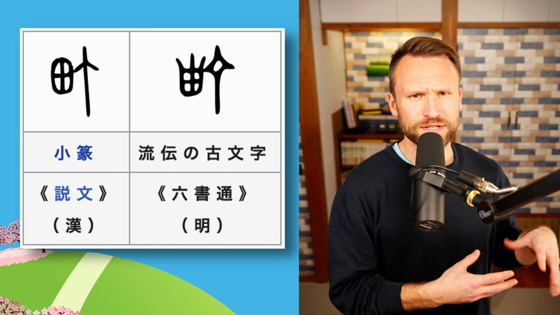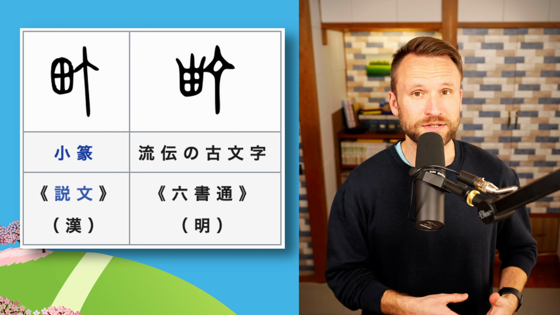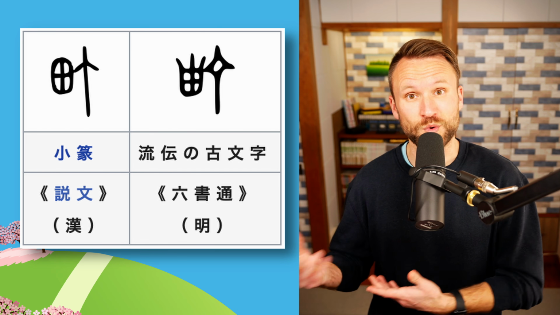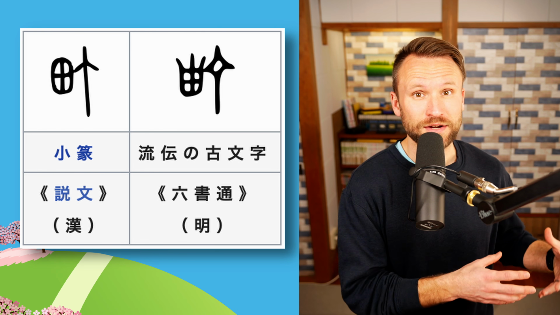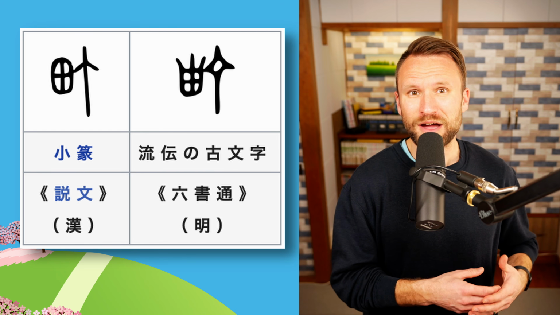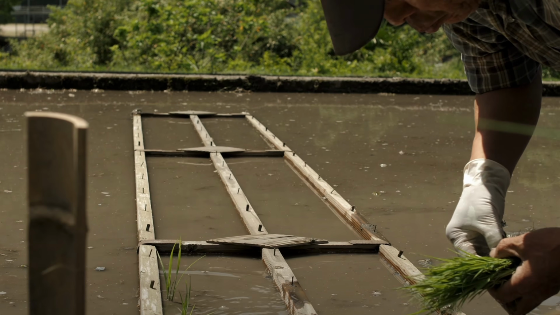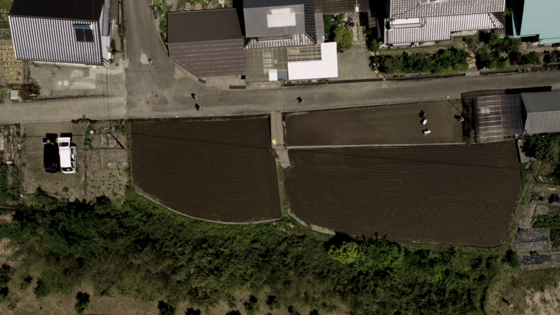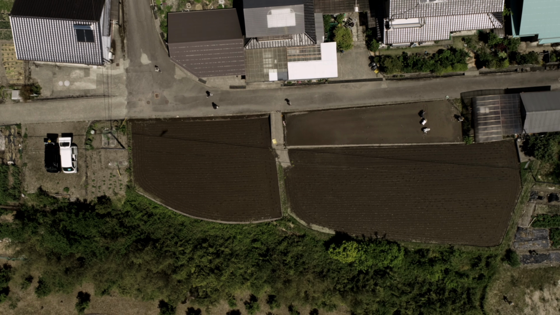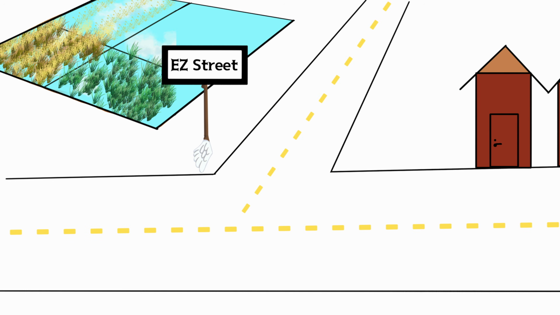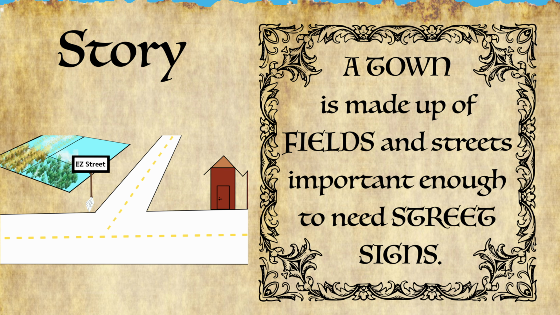This might seem weird to some, but one of the first things that stood out to me when I first arrived in Japan 12 years ago and was on the train from the airport was just how many rice and vegetable fields were scattered throughout towns, right next to people's houses. So I think using this kanji for town is reasonable enough. For our story, we're going with a town is made up of fields and streets important enough to need street signs.